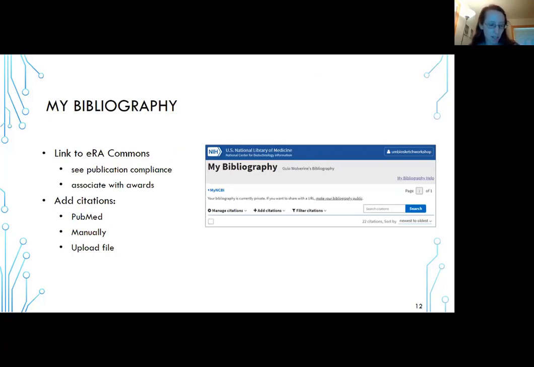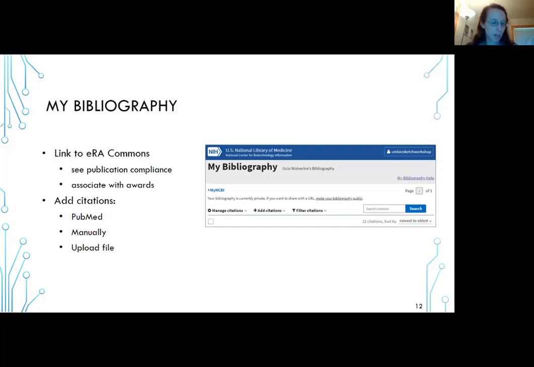And ERA Commons is a resource for accessing and sharing administrative information throughout the life cycle of grants. And so if you link the ERA Commons with My Bibliography, you can also see publication compliance for the NIH public access policy. You can add citations to My Bibliography directly from PubMed, but if the citations are not in PubMed, you can also manually enter them or upload a file.